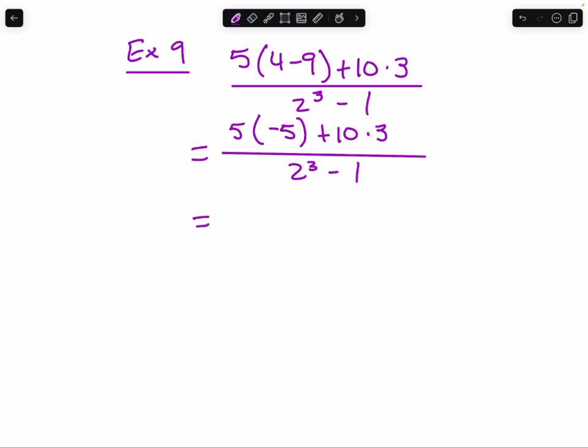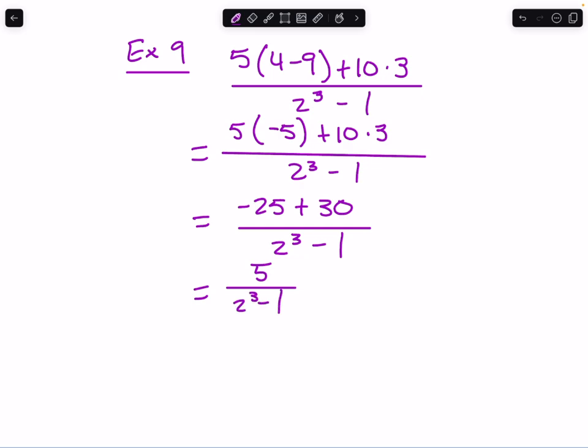Now from left to right, we can do multiplication and division. We only have multiplication in this case. 5 times negative 5 is negative 25, plus 10 times 3, which is 30, divided by, we'll keep the bottom the same, 2 to the third minus 1. Negative 25 plus 30 gives us a positive 5 over 2 to the third minus 1.